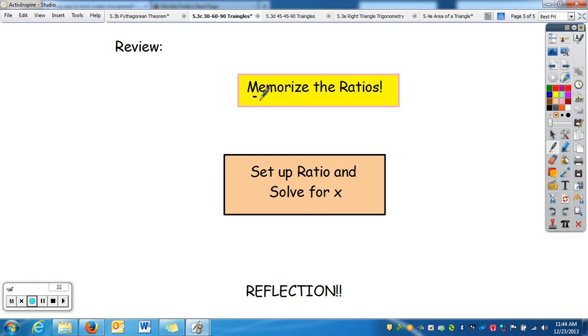Alright, so first job is to memorize those three ratios: x, 2x, and x root 3. And then remember, to get what x is, you set it equal to the ratio. So if it's x square root of 3, you set that number equal to the ratio, and then solve for x. And then you can figure out the next two.